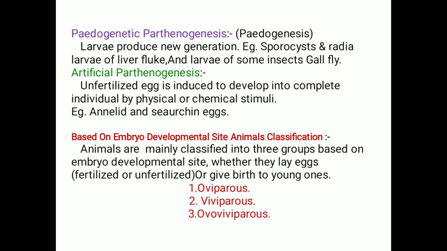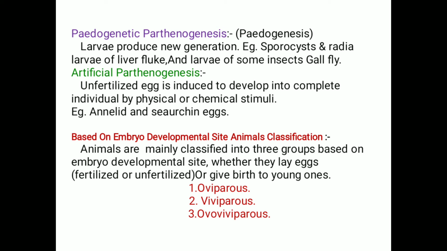Pedogenetic parthenogenesis. Pedogenesis: larvae produce new organisms. Example: sporocyst and redia larvae of liver fluke, and larvae of some insects like gall fly also. Artificial parthenogenesis: unfertilized eggs are induced to produce a complete individual by physical or chemical stimuli. Example: annelids and sea urchin eggs.